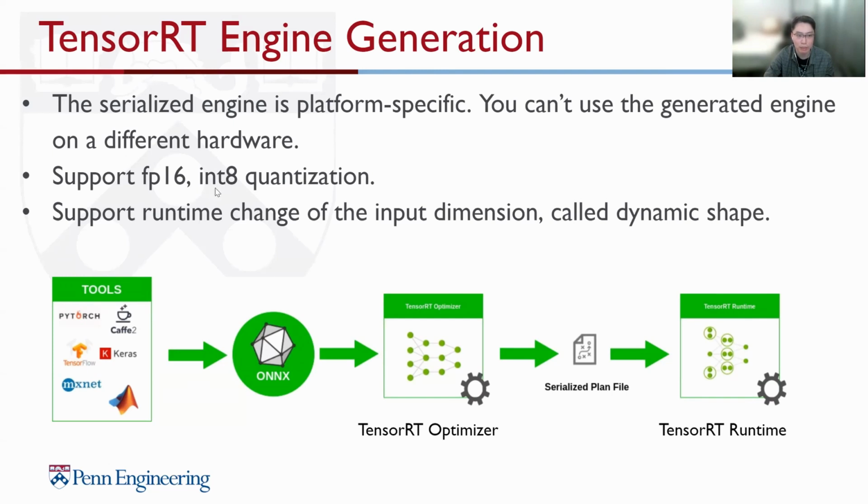It supports FP16 and integer 8 quantization. It also supports dynamic shape, so you can actually change the input dimension at runtime. For example, if you want a larger input size, with a larger input size you can detect smaller objects better, right? So they actually support this type of runtime change of the input dimension.